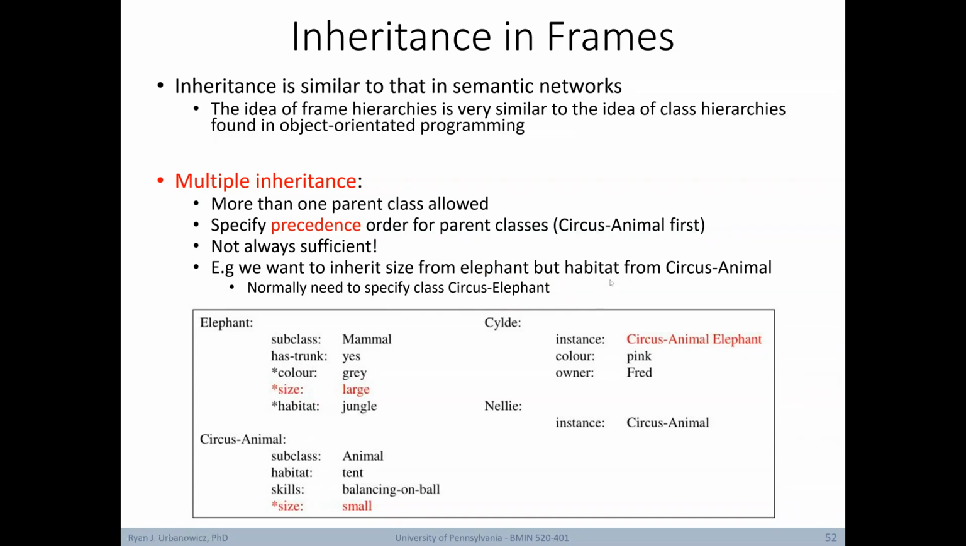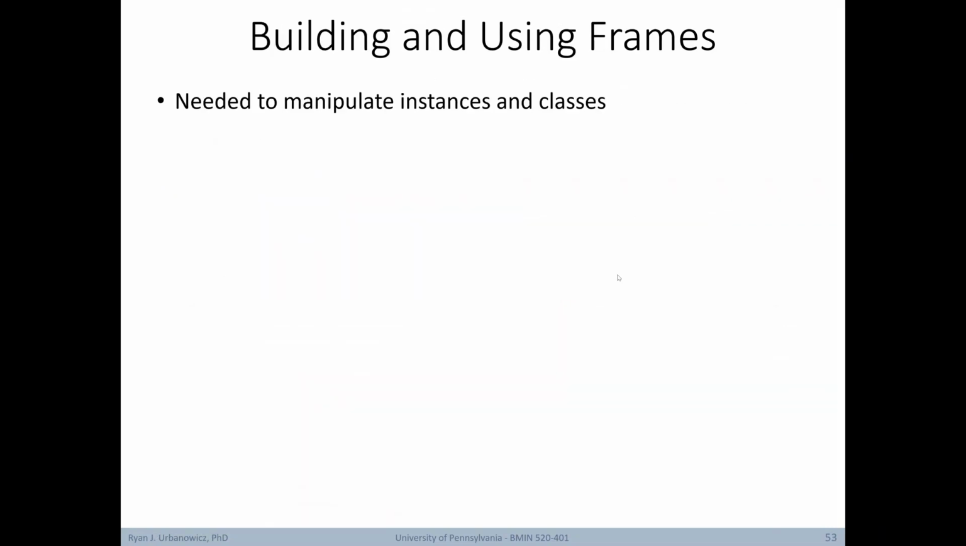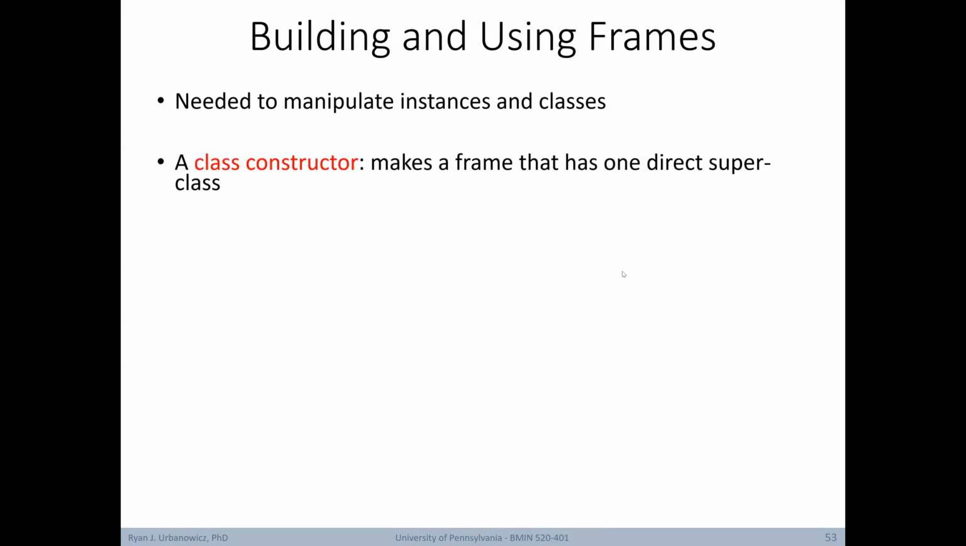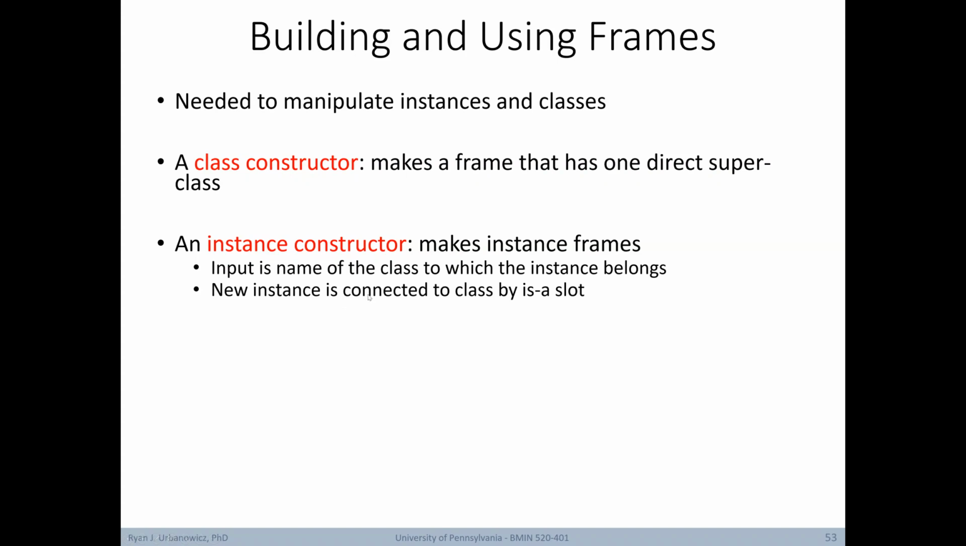Now let's briefly look at some terminology associated with building and using frames. First, we need to manipulate instances and classes. A class constructor makes a frame that has one direct superclass. An instance constructor makes instance frames. In this case, we have an input that's the name of the class to which the instance belongs, and the new instance is connected to that class by an isA slot.